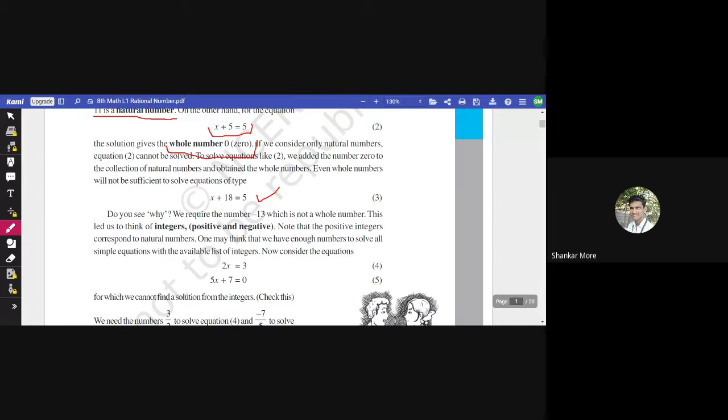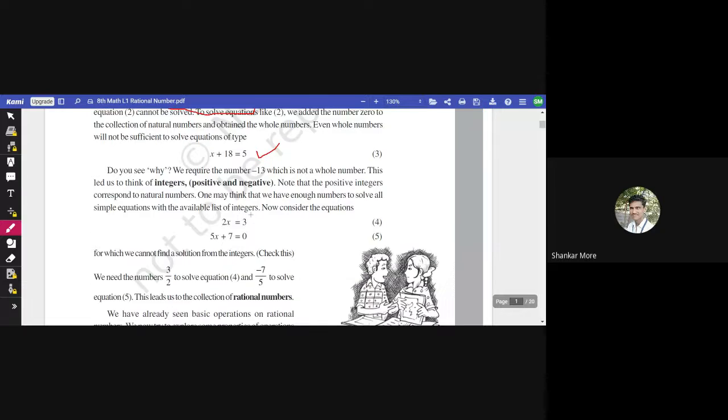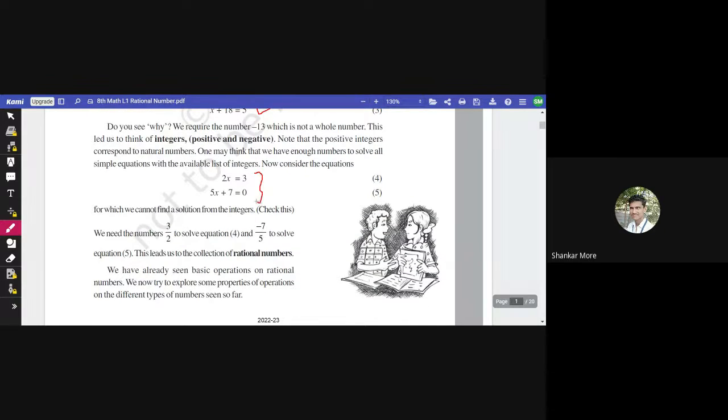So till now we have seen three kinds of numbers: natural number, whole number, and integer. Now let's go one step further, and we have two equations to see the next type of numbers. Okay, so here the first equation is 2x equals 3.